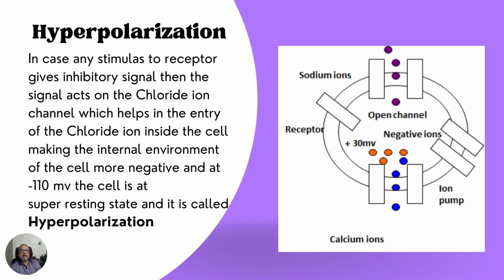In case any stimulus to the receptor gives an inhibitory signal, the chloride ion channel in the cells opens up, and then there is an entry of chloride ions from the outside environment to the internal environment of the cell. That makes the internal environment of the cell more negative. So that is why it is called hyperpolarized, meaning excessively polarized state, and at this state the internal environment becomes minus 110 millivolt.